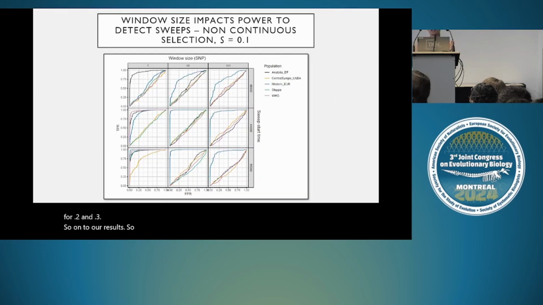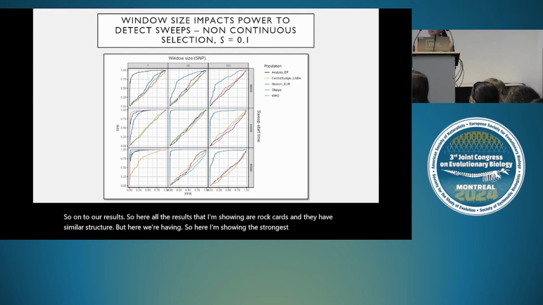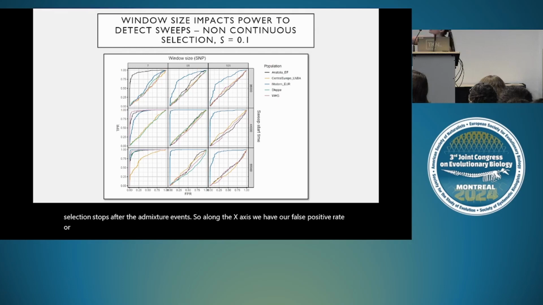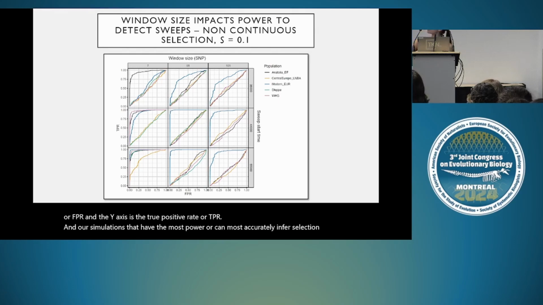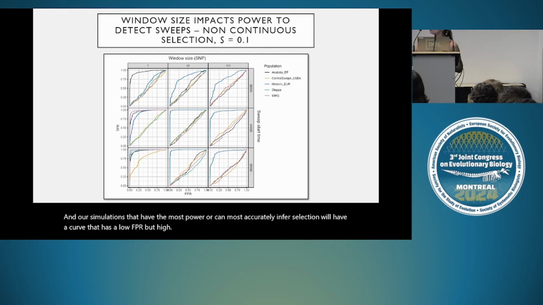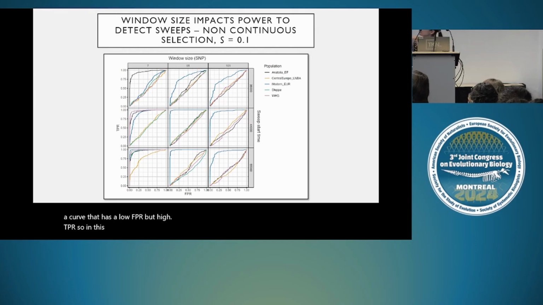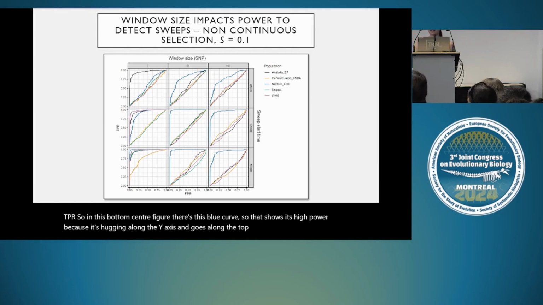So here, all the results that I'm showing are ROC curves, and they have similar structure. But here I'm showing the strongest ROC curves for the strongest selection coefficient of 0.1 and under non-continuous selection. So this means that selection stops after the admixture event. Along the x-axis, we have our false positive rate, or FPR, and the y-axis is the true positive rate, or TPR. Our simulations that have the most power, or can most accurately infer selection, will have a curve that has a low FPR but high TPR. So in this bottom center figure, there's this blue curve. That shows it's high power because it's hugging along the y-axis and goes along the top of the x-axis.